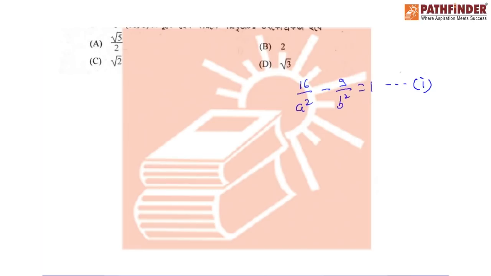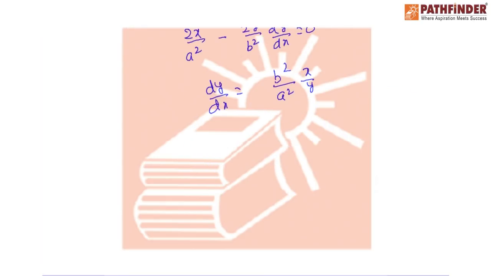Then upon differentiating the given equation, we can write 2x/a² − 2y/b² dy/dx = 0, or dy/dx = (b²/a²)(x/y). So the slope dy/dx at point (4, 3) is equal to 4b²/3a².